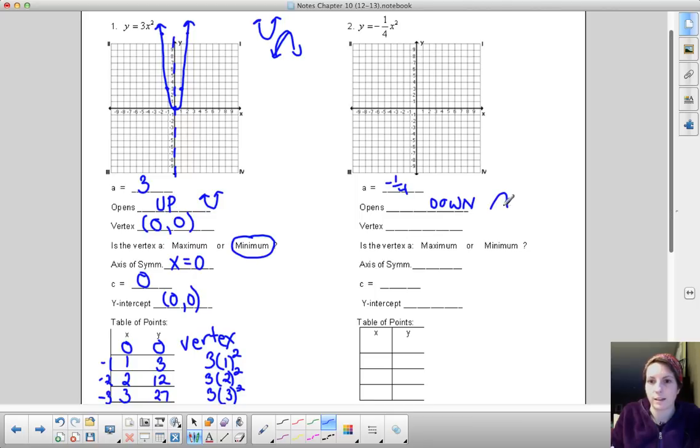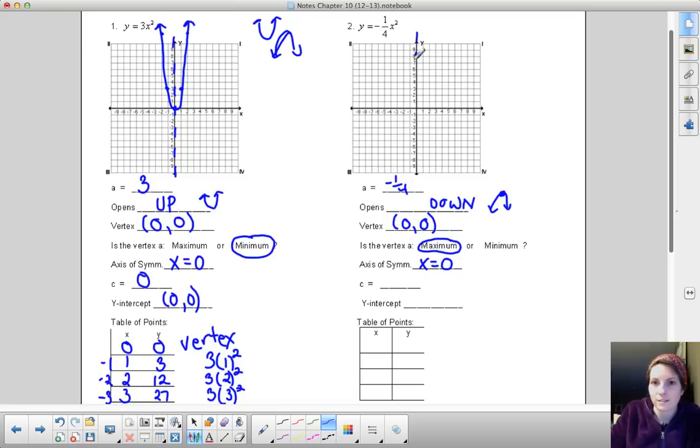That means it looks like this, which makes that vertex point a high point or a maximum. In these problems where I've only changed A, my vertex hasn't been adjusted. I've only played with how the graph opens and its width. So my vertex is still at (0, 0). My axis of symmetry is always x equals whatever the x value of the vertex is.